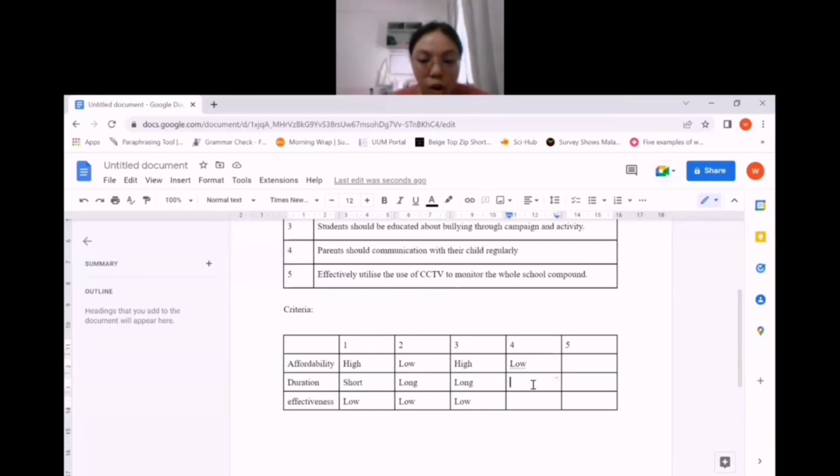Next, the duration for this solution, I think, is also low. This is because parents just let them know about the school bullying and always take care of their child only. And lastly, the solution that I recommend has high effectiveness on school bullying, as parents can take action immediately, such as reporting to the school admin about the issue of bullying or transferring their children to other schools.